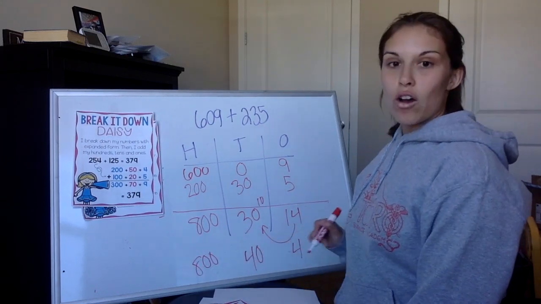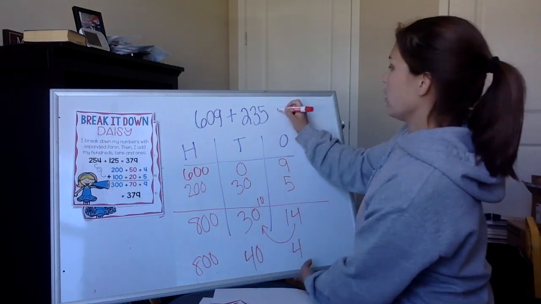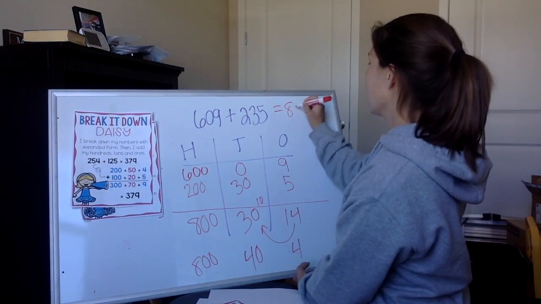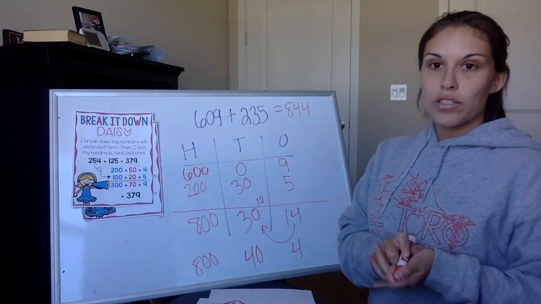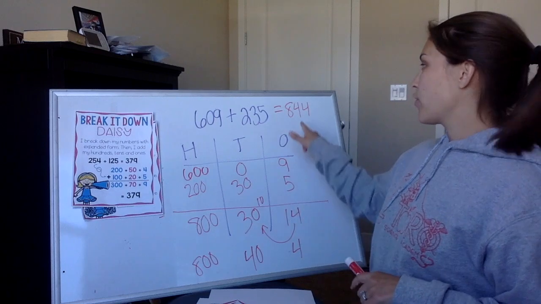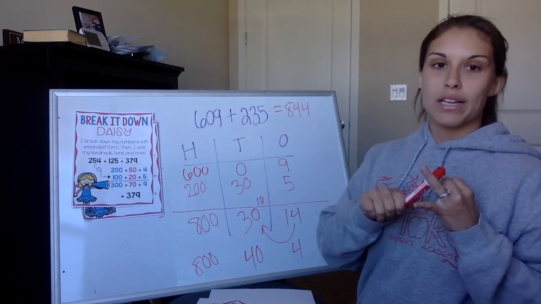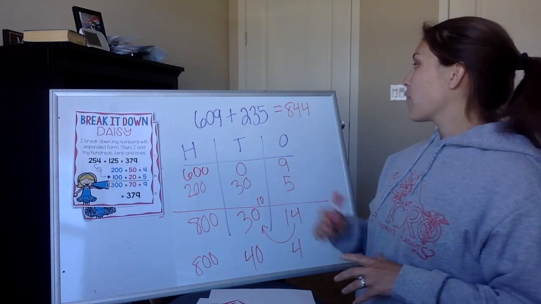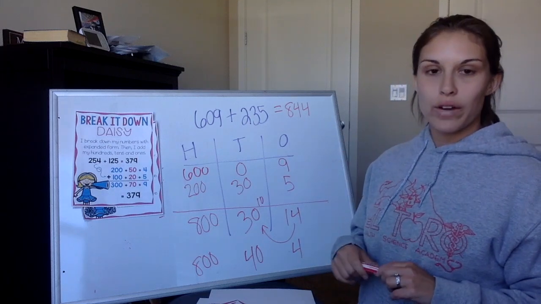So when I add all those numbers together, 840 and 4, our answer of 609 plus 235 is 844. So whichever strategy you chose for the last one, for F, you should have got 844. Whether you chose base 10 Betsy, break it down Daisy, or number line Niles, you should have got 844 for your answer.